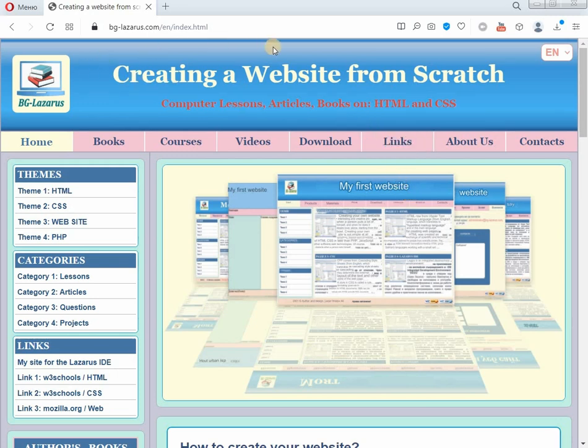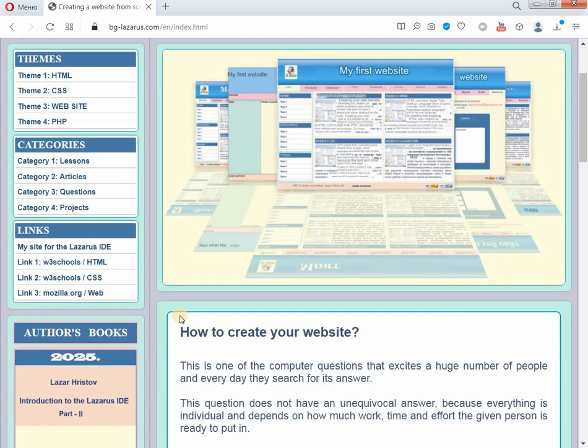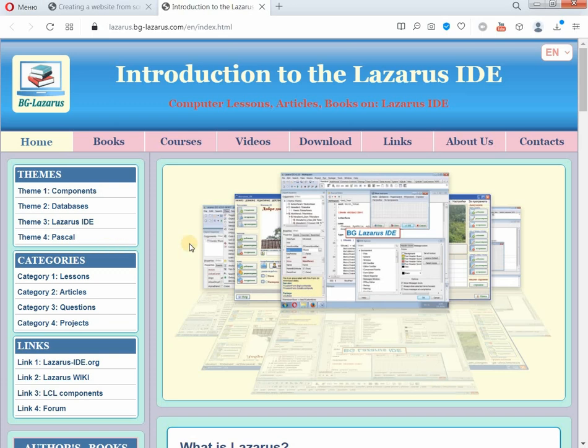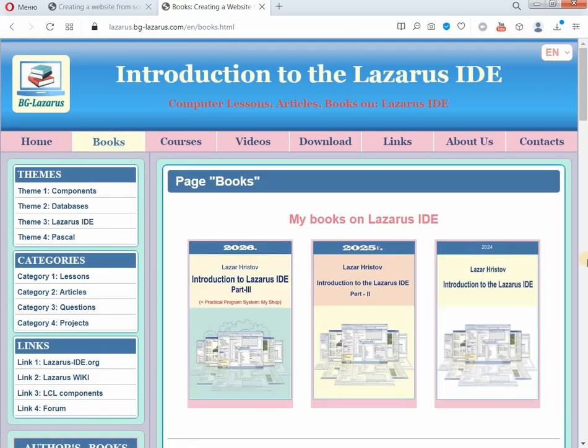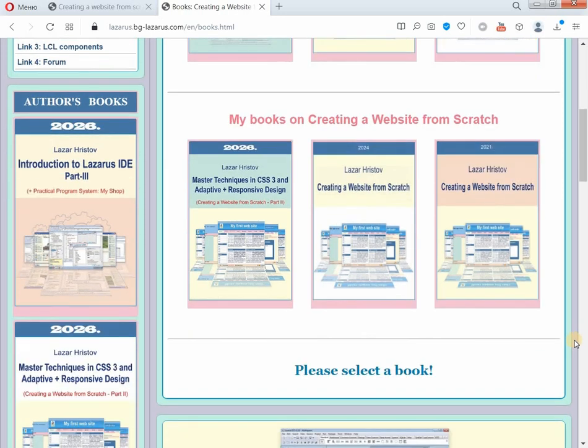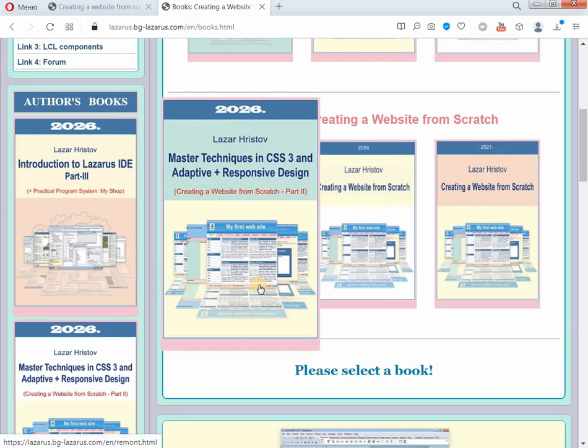We continue with the next lesson on creating a website from scratch, as we work on my second book, which I haven't actually included here yet. It's on my other website for the Lazarus IDE, in the section where the web design books are. It's called Master Techniques in X3 and Adaptive and Responsive Design, and it's essentially part 2 of the book. And right now we are looking at the theoretical first chapter of it, specifically the first section about adaptive design.